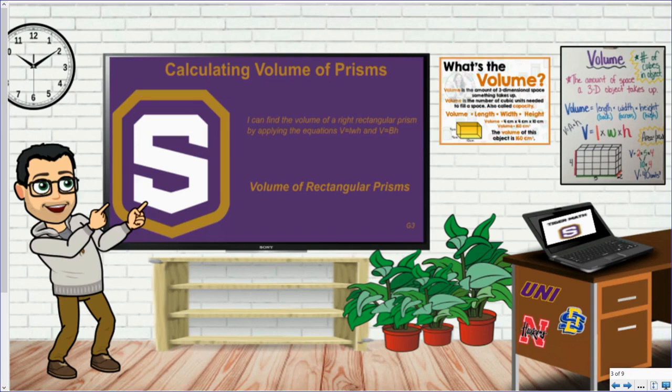In this video, we will be discussing calculating volume. We will be focusing on the volume of rectangular prisms. By the end of this video, you will be able to calculate the volume of a rectangular prism.